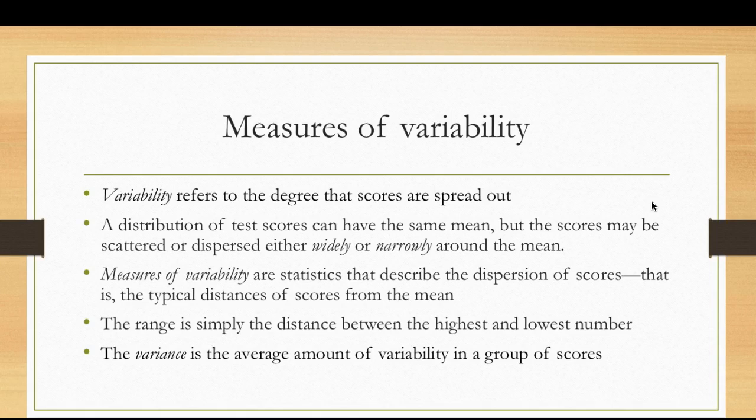A distribution of test scores can have the same mean, but the scores may be scattered or dispersed either widely or narrowly around the mean. Measures of variability are statistics that describe the dispersion of scores, that is, the typical distance of scores around the mean. The range is simply the distance between the highest and the lowest number, calculated by subtracting the lowest score from the highest score. The variance is the average amount of variability in a group of scores.